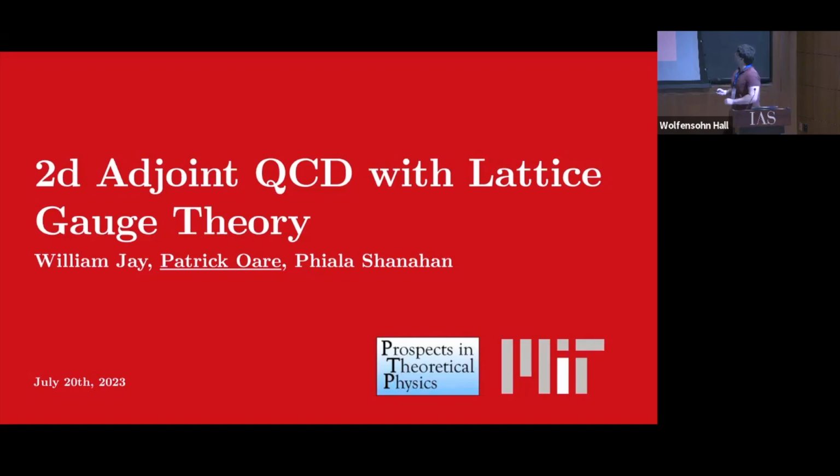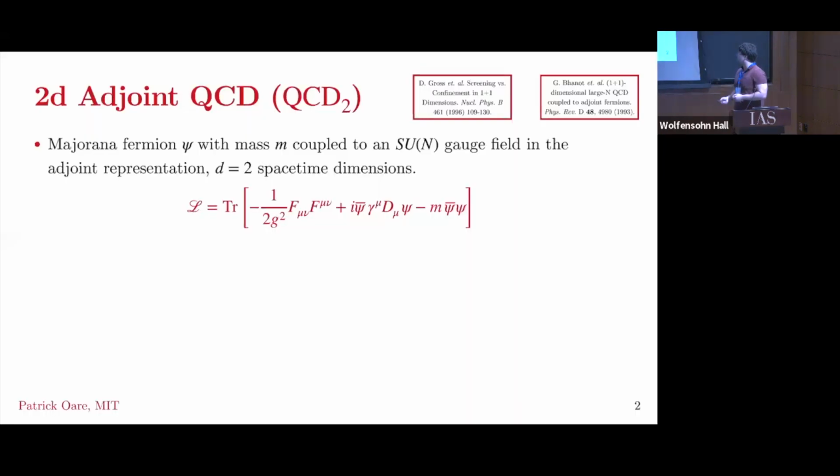Hi, everyone. So today I'm going to be talking about some work that I've been doing with Will J. and Fiala Shanahan to simulate 2D adjoint QCD using lattice gauge theory. This is still a pretty young project. We just started it a couple months ago, so I'm not really going to be presenting many numerical results, but instead I want to walk through the structure of the calculation, the basic thing that we're trying to achieve.